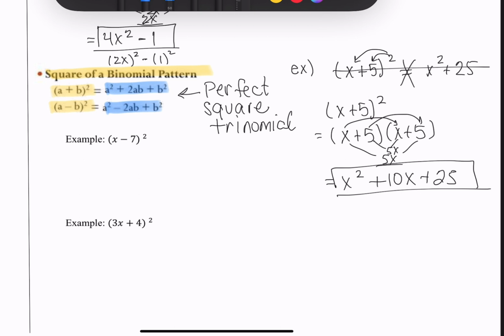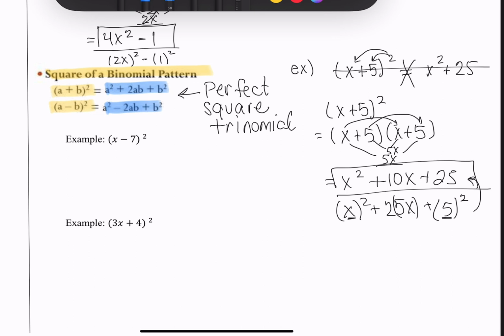Notice my first term is x squared, so I can write that as a base of x, squared. My last term is also a perfect square. Notice it's 25, which can be rewritten as 5, the base, squared. Now, if I take x and multiply it by 5 and double it, I end up with 5x doubled, which is 2 times 5x, or 10x. Because I had both binomials with positive signs, all terms are positive, so you end up with exactly what we got.